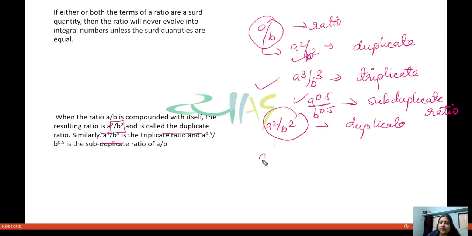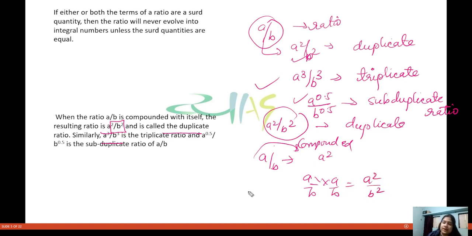When the ratio a by b is compounded with itself, the resulting ratio is called... Whenever a ratio is compounded with itself, that means you are doing a by b into a by b. So this is called compounding by itself. And if you are compounding ratio a square by b square, it will become a to the power 4 and b to the power 4. So I hope you understand what we mean by compounding the ratio.